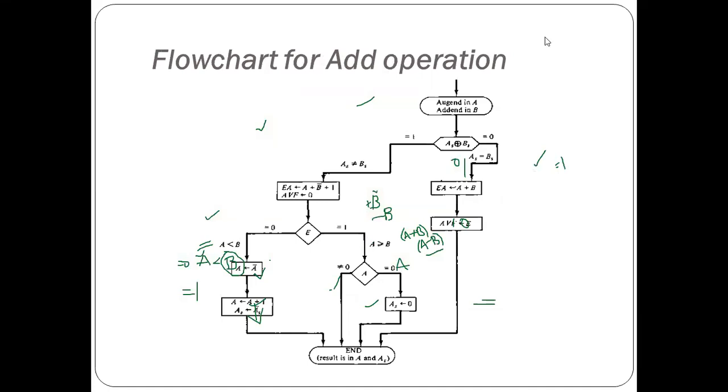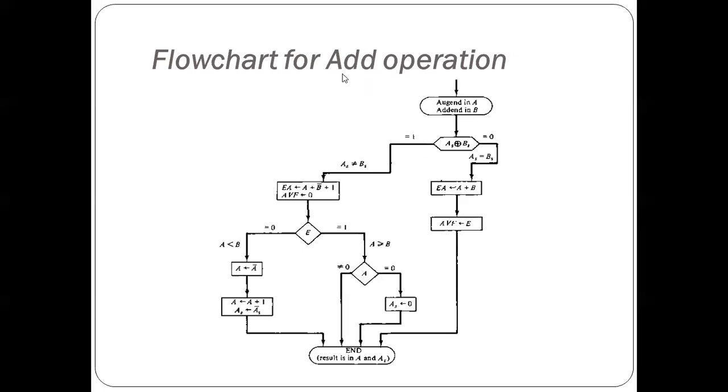Whatever the procedure that we have explained, that is available in this flow chart. So the first number is A, which is nothing but the augend, and the second number is B, which we call the addend. A and B are the magnitudes. The corresponding sign bits are AS and BS. So now we are comparing the signs of the two numbers, AS XOR with BS.